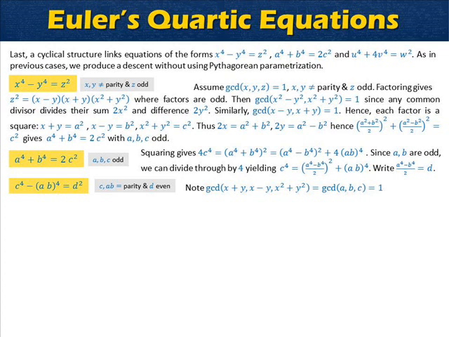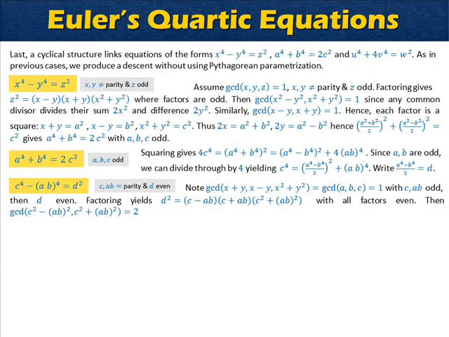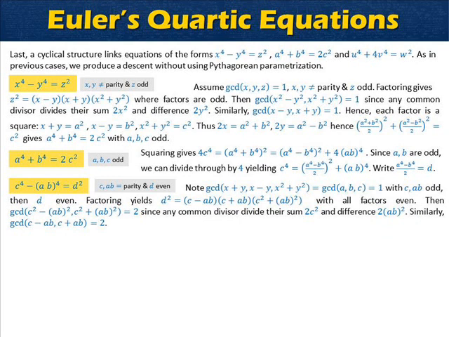Recall that a, b, and c are co-prime, with c and a times b odd. Then d is even. Factoring d squared yields these three factors, which are all even. Then c squared minus the square of a times b and c squared plus the square of a times b have 2 as the greatest common divisor, since any common divisor divides the sum, 2 times c squared, and the difference, 2 times the square of a times b. Similarly, 2 is the greatest common divisor of c minus a times b and c plus a times b.